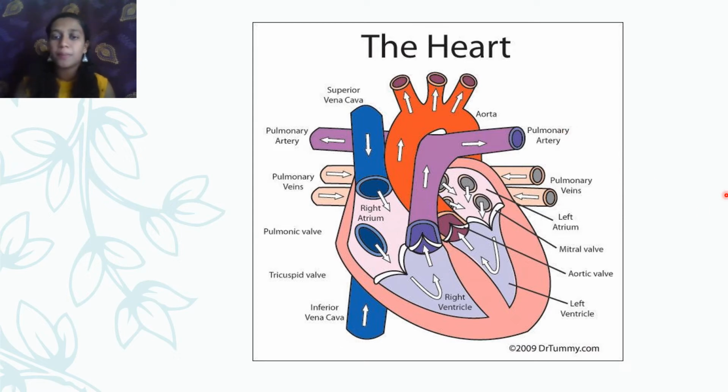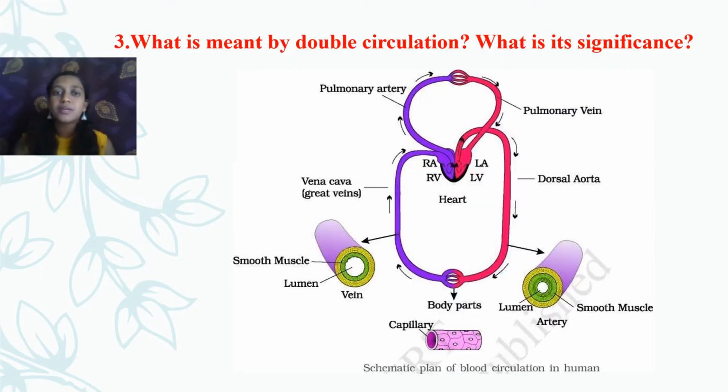Every tissue in our body. This is the general mechanism of how the heart functions. So coming to the double circulation. What is meant by double circulation and what is its significance? This is the schematic representation.